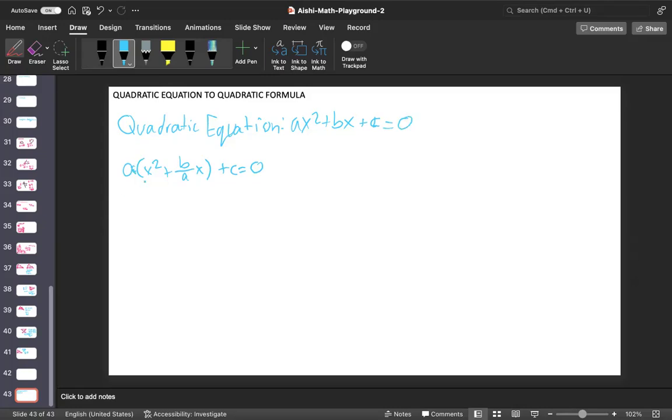So now if we get this ready for turning into (a plus b) whole squared, then we have a times x squared plus 2b by 2a x. Now we have to add b by 2a squared. Now we also have to subtract this because this was originally in the equation. So now we can close that, plus c is equal to 0.